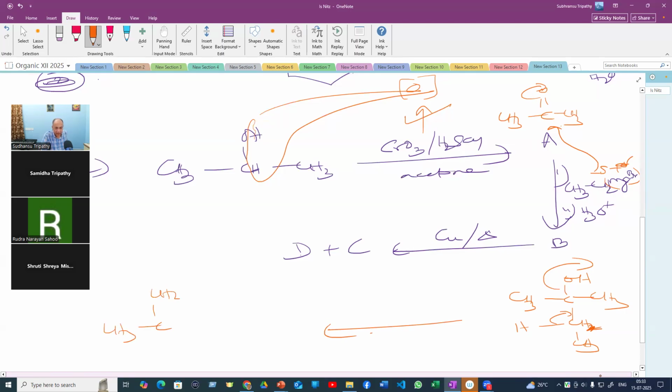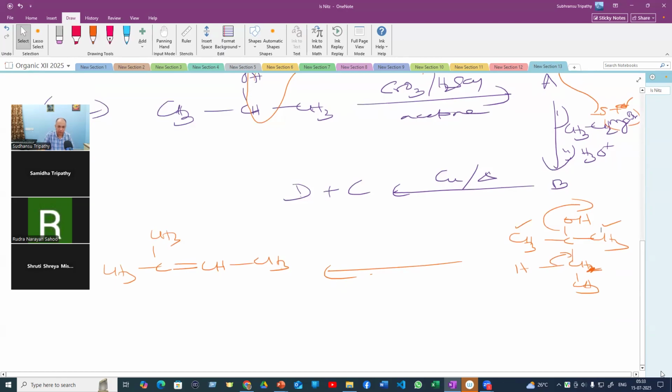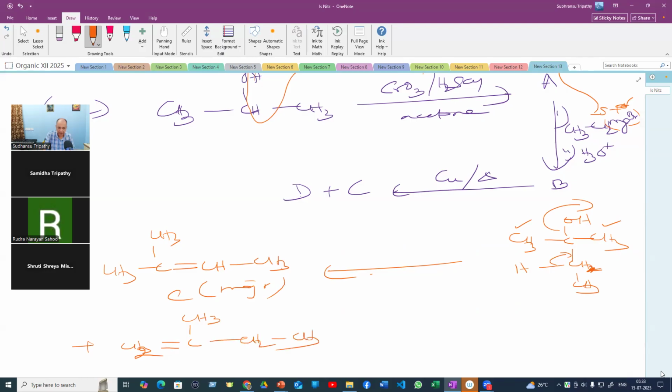Let me make a little bit of twist in the structure so that we bring the double bond in the straight direction. So this is one compound, double bond CH3. The other one will be going to either this or this, so that you get this as the major and this is minor. So you can have it here. This is minor.